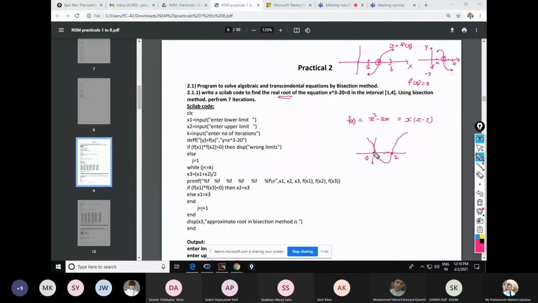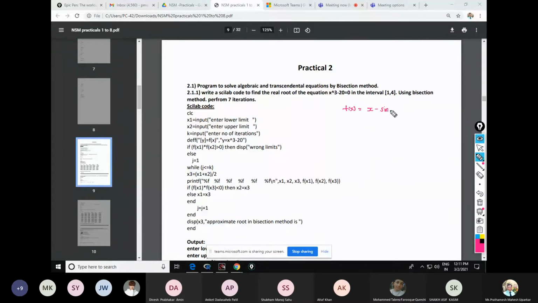Now, our aim is to obtain the value of x where the function is equal to 0 for any function. For example, your function can be like this: f(x) is equal to x minus sin x. Can you find the root where it is equal to 0, like a polynomial, which you did normally? Can you solve the equation by a normal method, where x is equal to sin x, that is, x minus sin x is equal to 0?